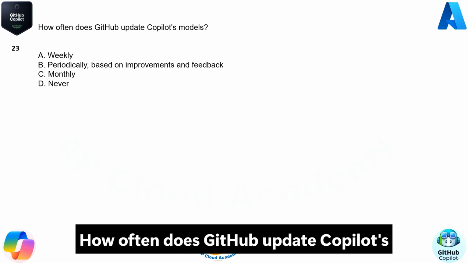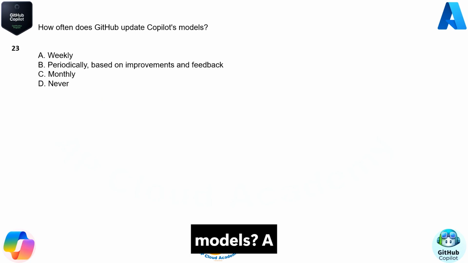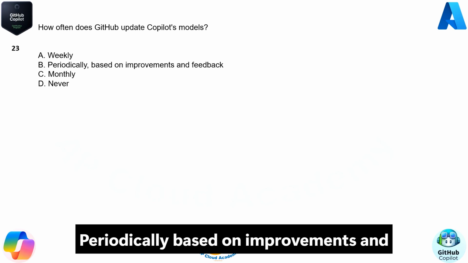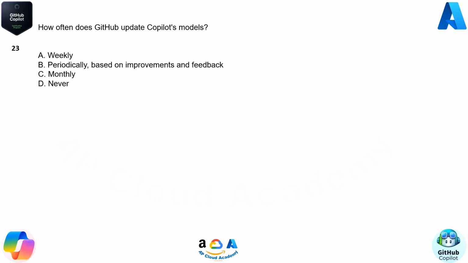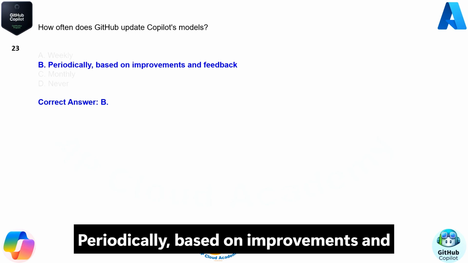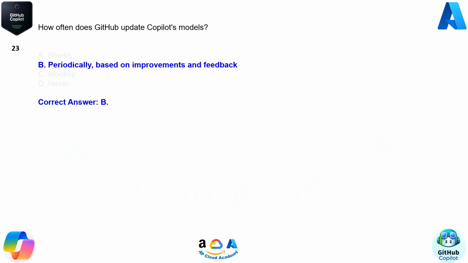How often does GitHub update Copilot's models? A. Weekly. B. Periodically, based on improvements and feedback. C. Monthly. D. Never. Correct answer, B. Periodically, based on improvements and feedback.